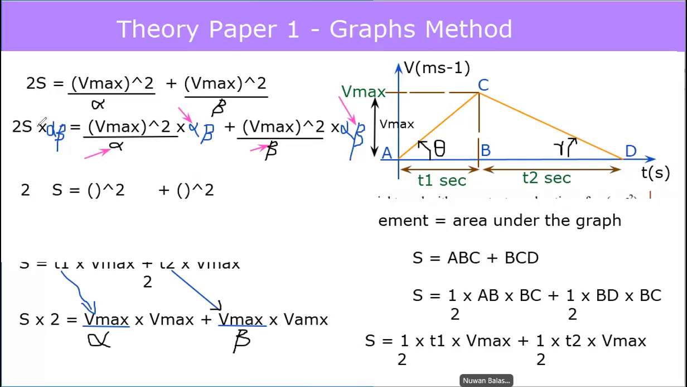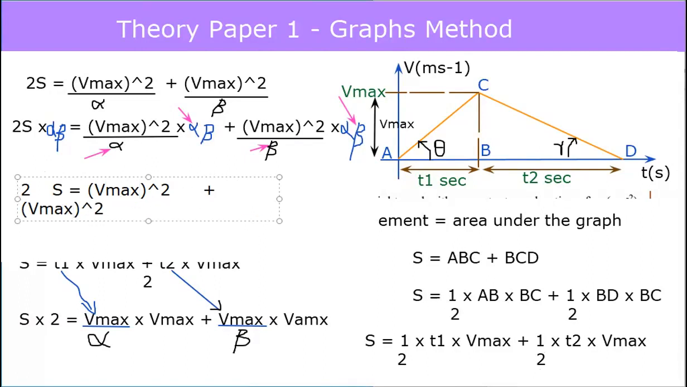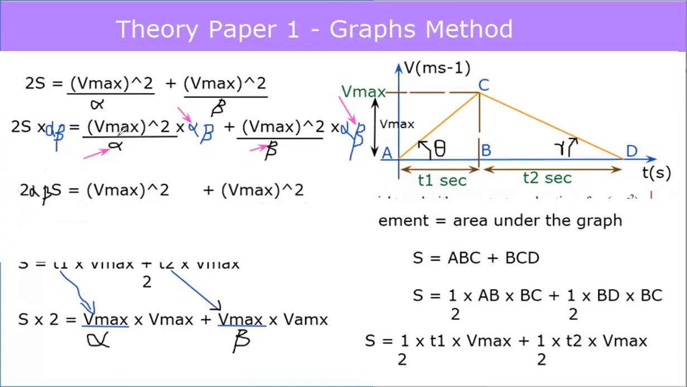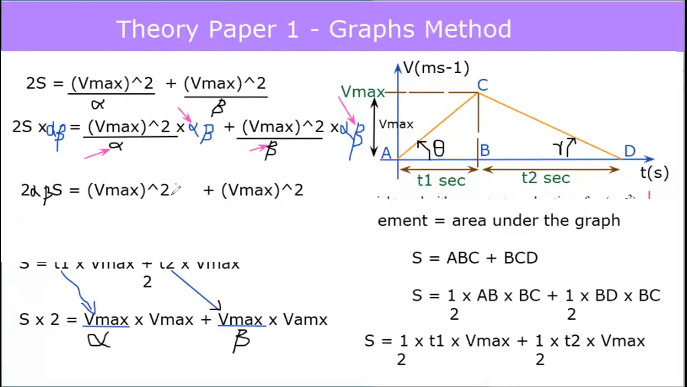Here you have 2s into alpha beta, which means 2 alpha beta s. Right? Here we have to simplify. Here we have V max square, and here also V max square. So what are the remaining terms with them? Alpha cancelled out, beta will be there. And here, this beta and this beta cancelled out, alpha will be there, like this.